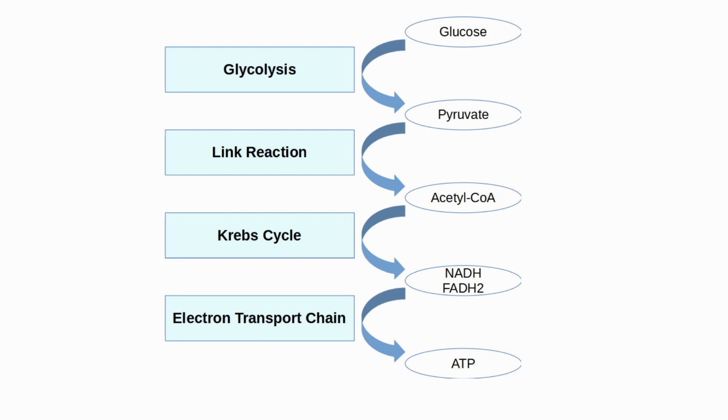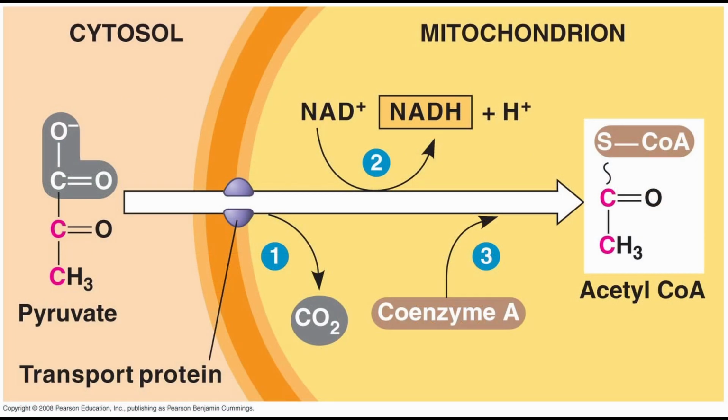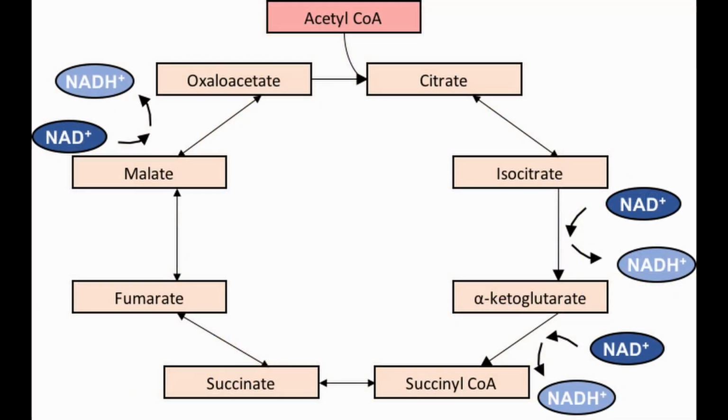4 major processes are involved. First is glycolysis, which turns glucose into pyruvate. Next is the link reaction, which turns pyruvate into acetyl-CoA, enabling the next step to take place, the Krebs cycle.